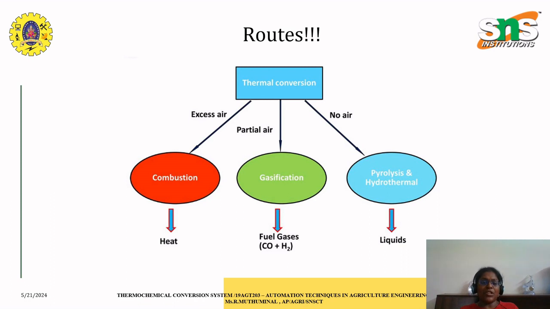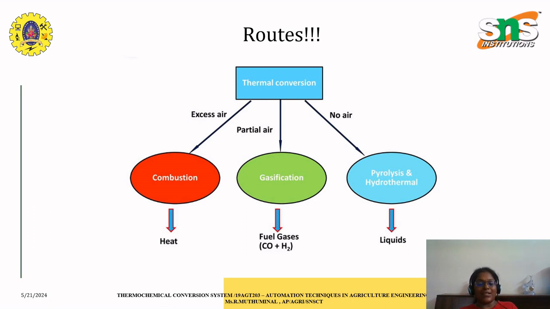And under gasification, it is not necessary to pass excess air, only partial air is necessary, which results in fuel gases comprising carbon dioxide and hydrogen. In pyrolysis and hydrothermal, when there is no availability of air, this kind of method can be carried out, and this results in liquids as an output, which can be used as fuels. So while combusting I get heat, while gasifying I get the output as a gas, and while pyrolysing I get the output as a liquid. These are the routes involved in thermal conversion.